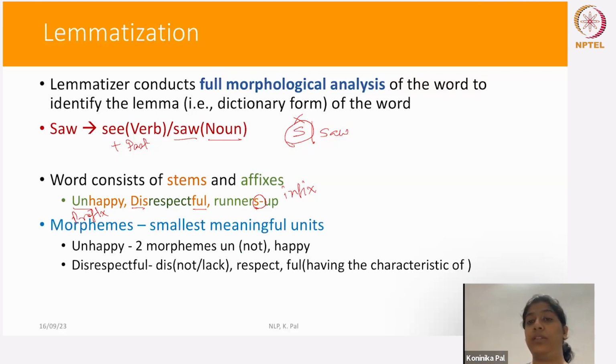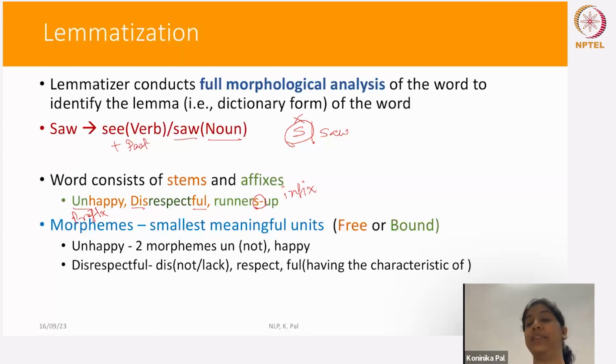So when we do the morphological analysis, basically we find the morphemes. So we have a word, and we have a dictionary of morphemes. Those are the smallest meaningful units, and every word can be presented as a combination of multiple morphemes. So stem and affix are both actually morphemes. Unhappy has two morphemes. One is un, which represents the negativity, and happy already has a meaning.